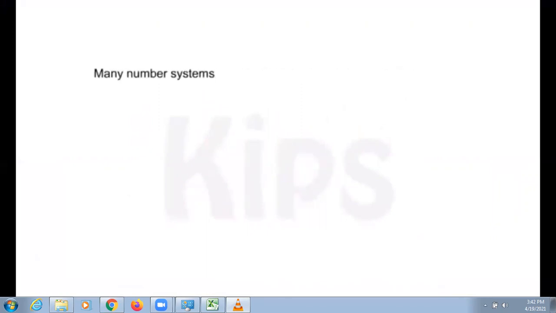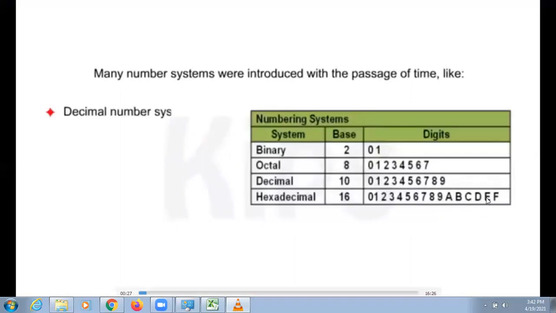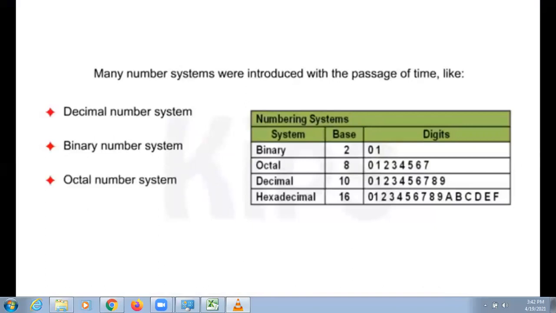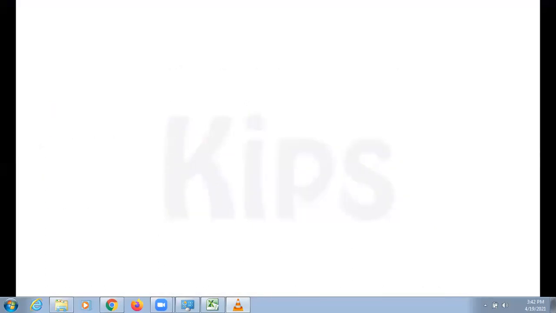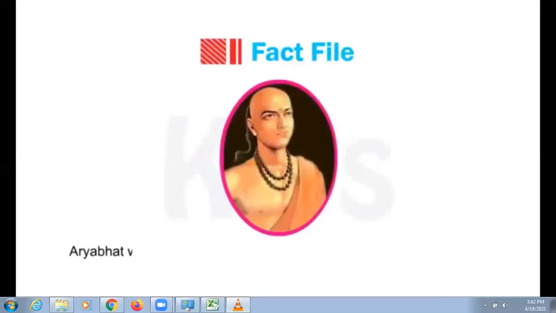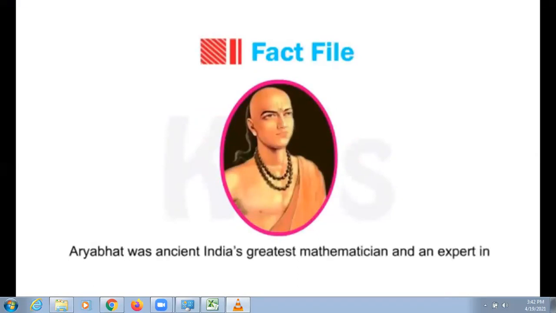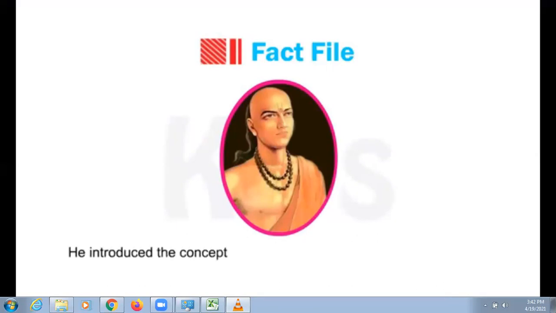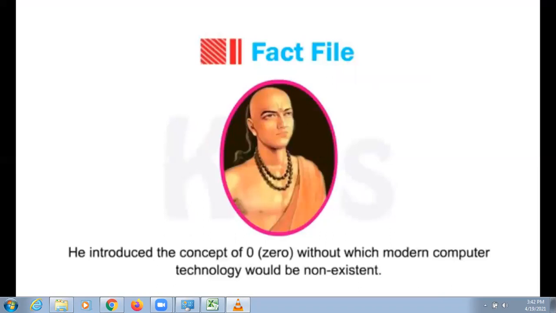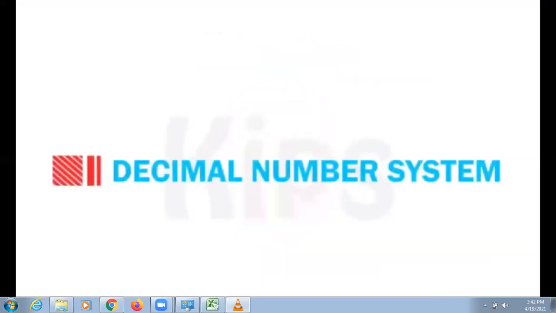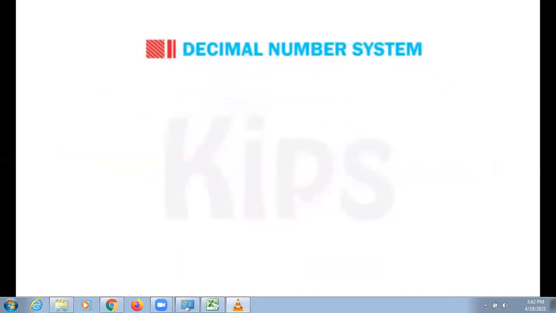Many number systems were introduced with the passage of time, like the decimal number system, the binary number system, the octal number system, and the hexadecimal number system. Who is he? He is Aryabhat, ancient India's great mathematician and an expert in astronomy. He introduced the concept of zero, without which modern computer technology would be non-existent. Okay, so first let us start with the decimal number system.